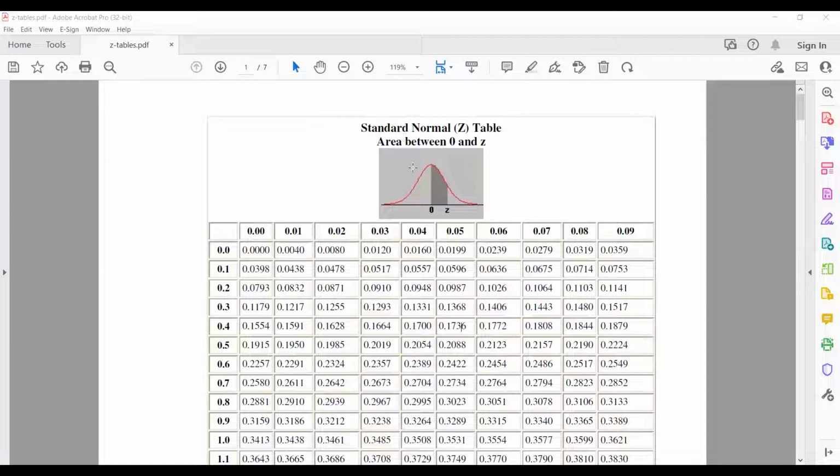So how do we use this table? How do we use this standard normal table in order to evaluate this probability? Well, we are calculating the probability that z is at least 0. So that basically means this.